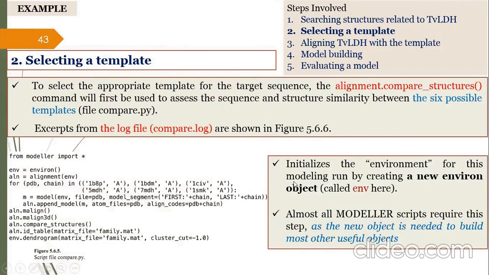But before that, this initiates with the environment, ENVIRON. So it sets up the environment for this modeling run by creating a new object called ENV here. So it introduces a new object. An object is a different thing in the language. We will be discussing this in detail in our Python and R class. So almost all Modeller scripts require this step, as the new object is needed to build other useful objects.